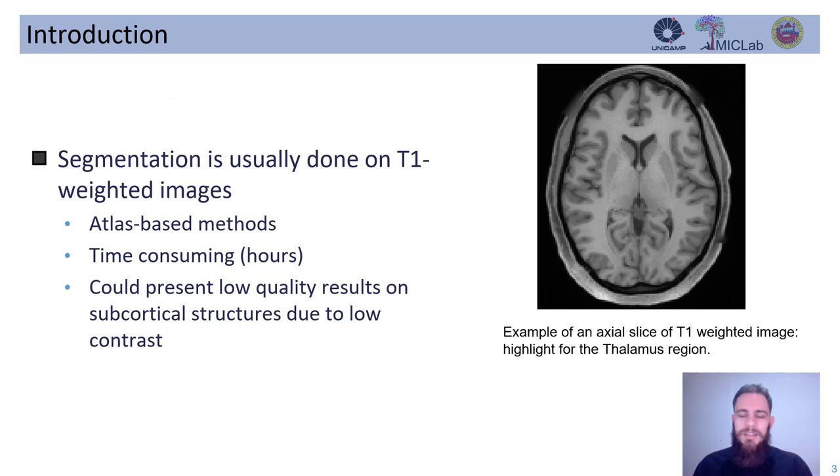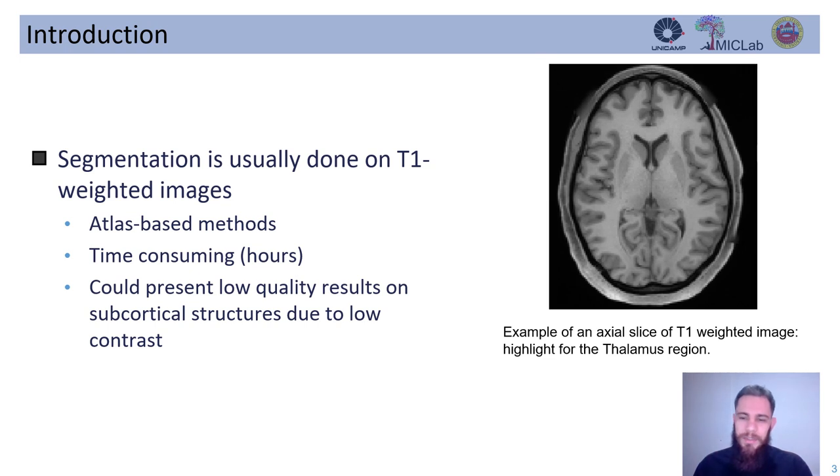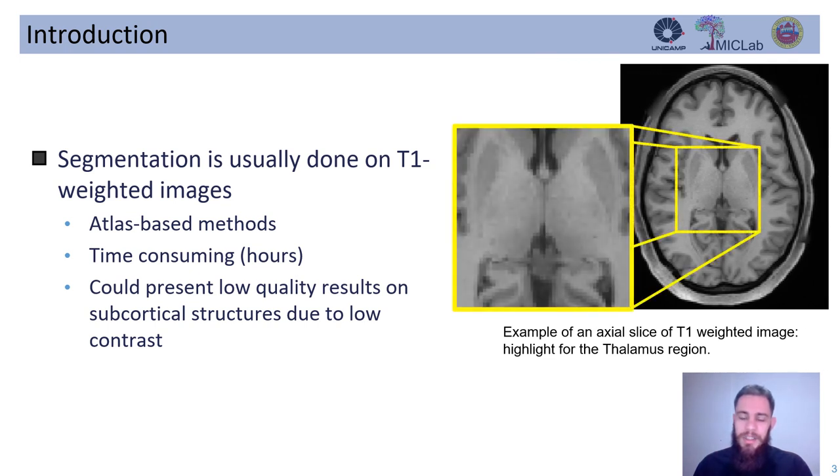The segmentation is usually done using atlas-based methods on T1-weighted images. This approach has many disadvantages. For example, it usually takes hours to process the data and still can lead to poor results in the thalamus region. We can see here in this image, for example, in the thalamus region, that the borders of these specific structures have very low contrast, making it hard for the algorithms to process this data.